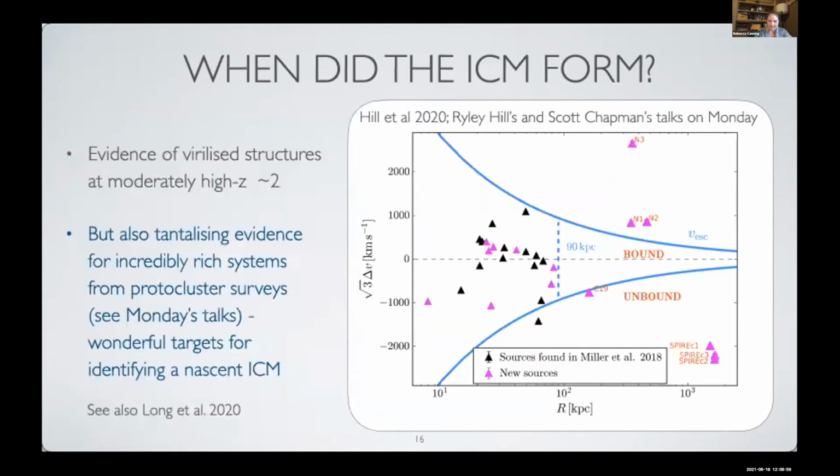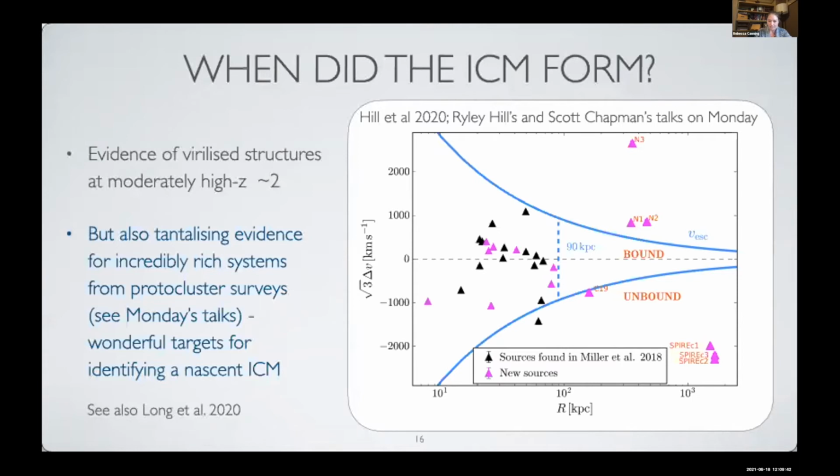So we know mature relaxed ICM can be in place by a redshift of 2, but we also see evidence for incredibly rich and bound protocluster structures. What I'm showing here in the figure is the velocity versus radius relation for members of the SPT 2349 protocluster structure. This is from Riley Hill's nice paper in 2020. This particular target has also been talked about in a couple of talks on Monday from Riley and from Scott Chapman. This sort of target is a wonderful target for identifying a nascent ICM, the sorts of things that we just saw in Doug Renahan's simulation before.